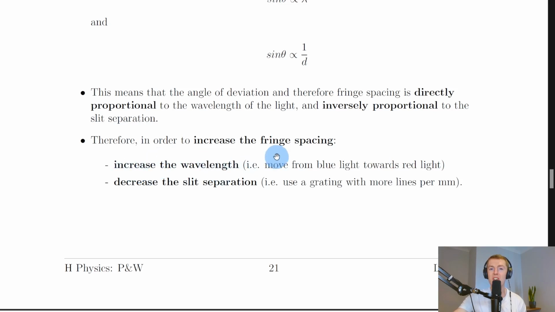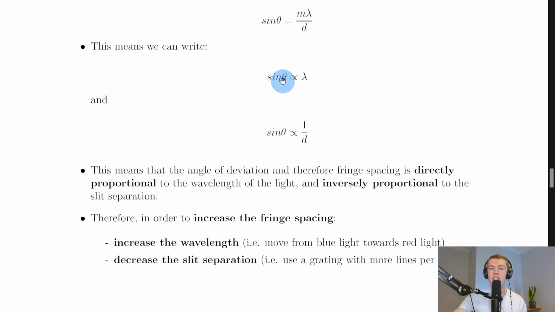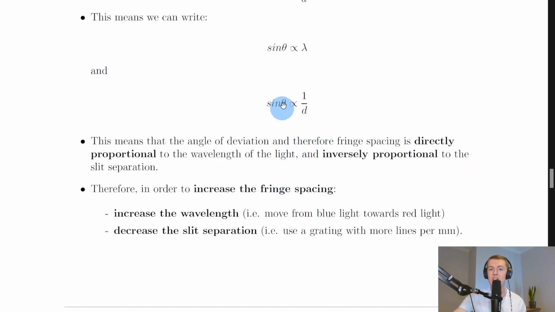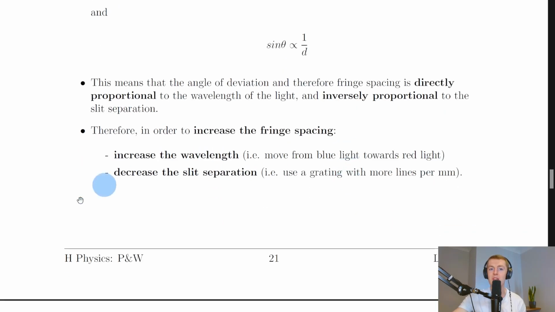Therefore, in order to increase the fringe spacing, we want to see what's going to increase sine theta. So here sine theta will increase if wavelength increases, so we could say increase the wavelength to increase the fringe spacing, i.e. we could move from the blue light end of the visible spectrum towards the red light end. Or in order to increase sine theta here and therefore the fringe spacing, we would need to decrease the slit separation. So it says here decrease the slit separation, i.e. use a grating with more lines per millimeter.